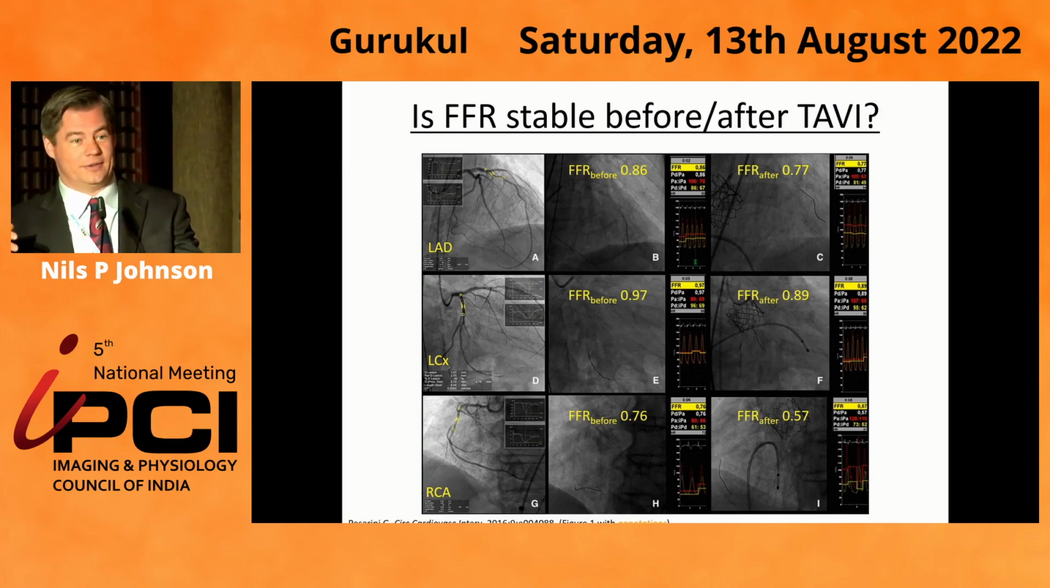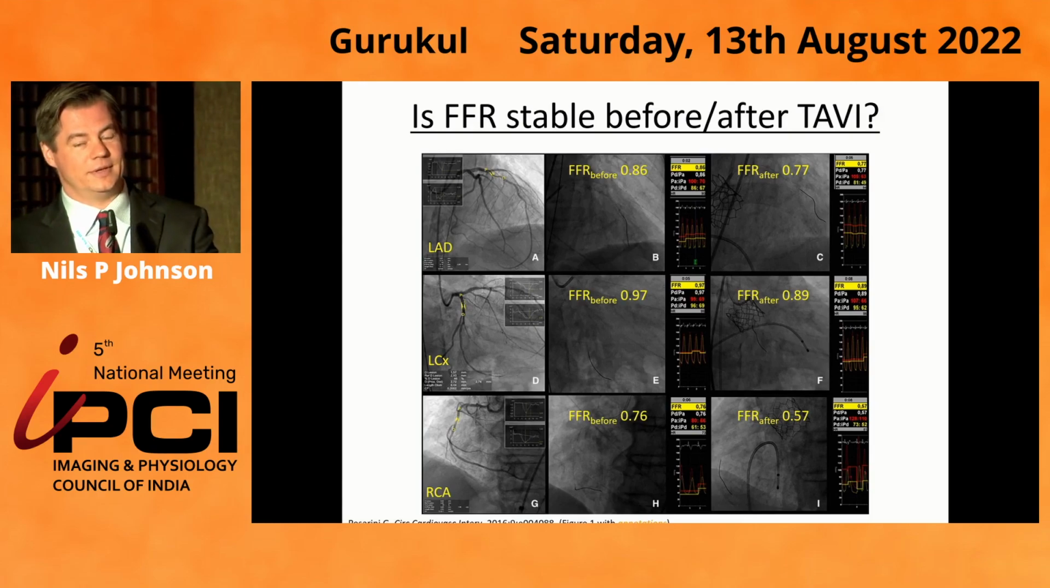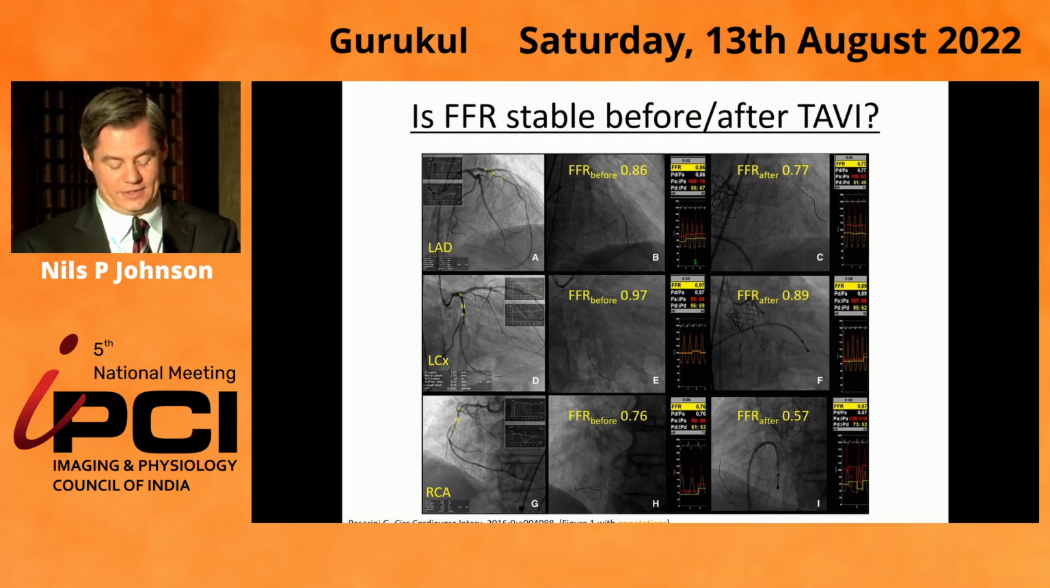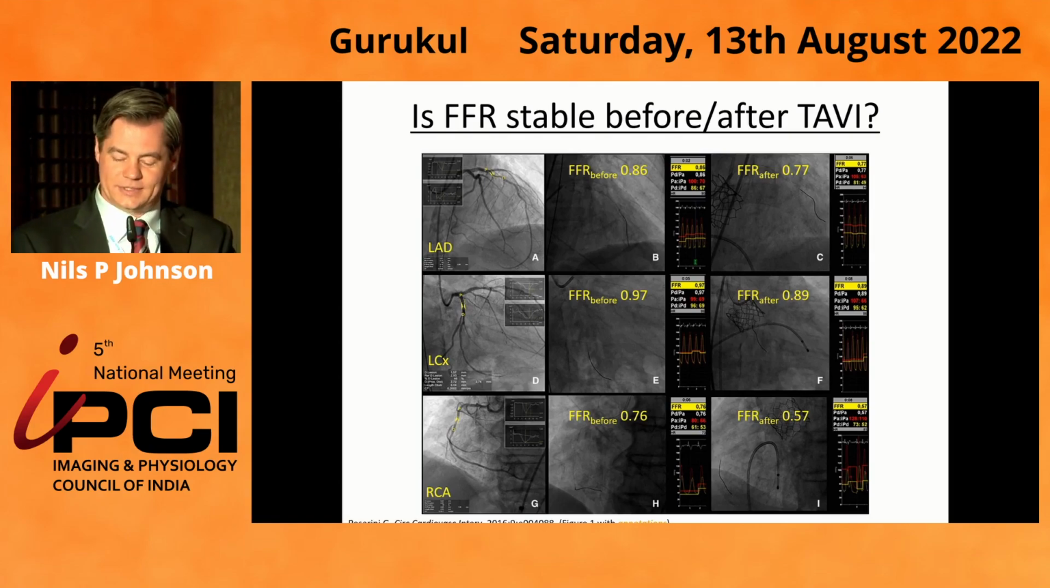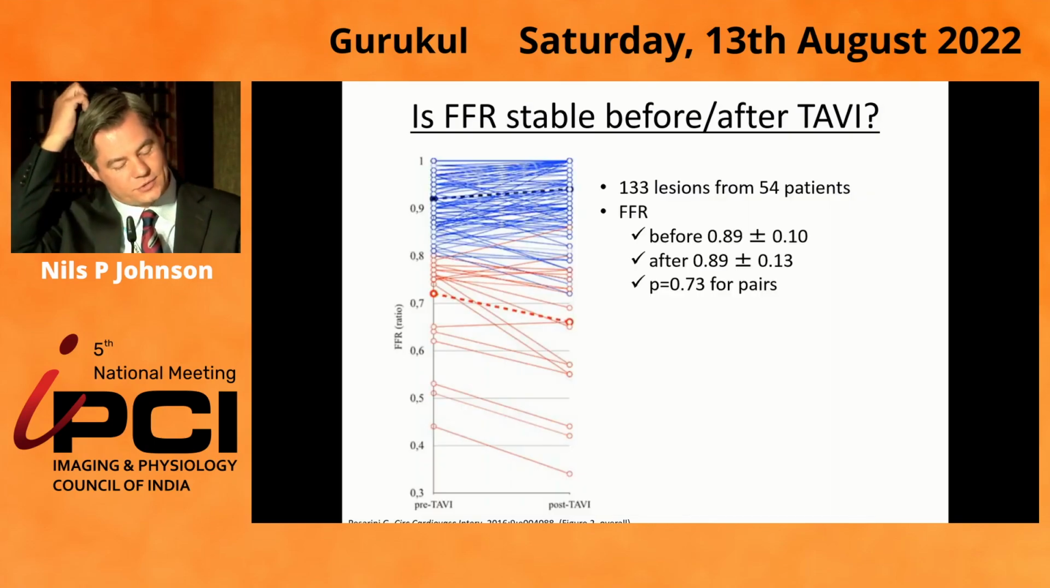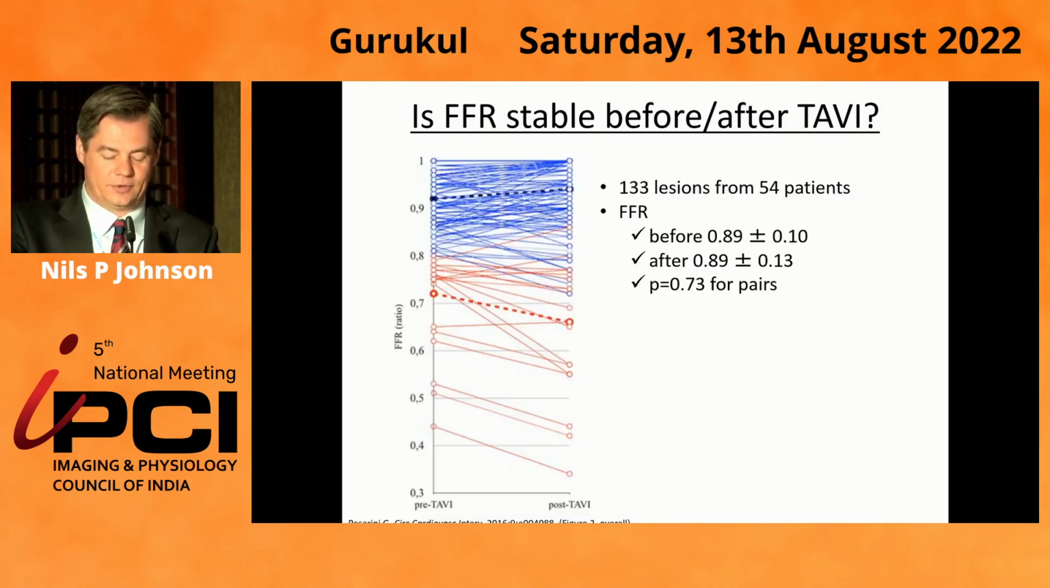And the question is, are these rare examples, or are these something that is more indicative of a systemic issue, and how can we understand what's happening here physiologically? And actually, these 3 end up being outliers. So this is the full data set from this group in Italy. You can see they did over 130 lesions. And the average FFR value before is equal to the average FFR value afterwards. There's no significant difference when you do a paired t-test.